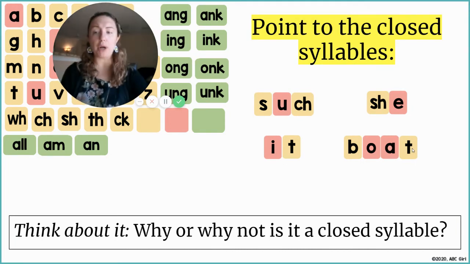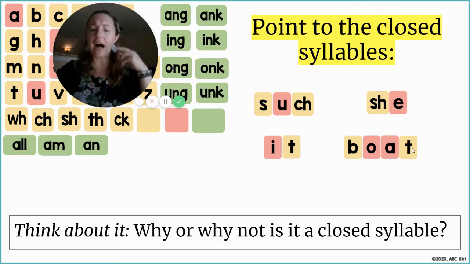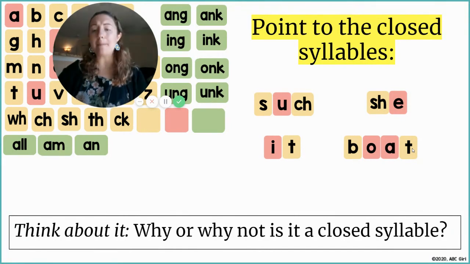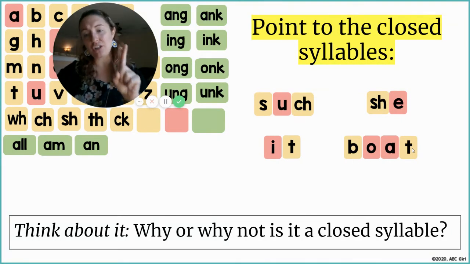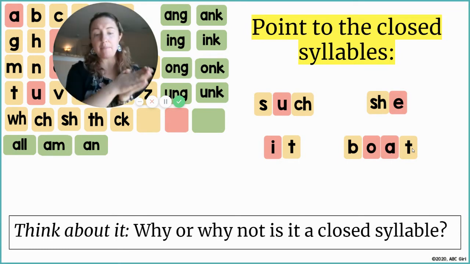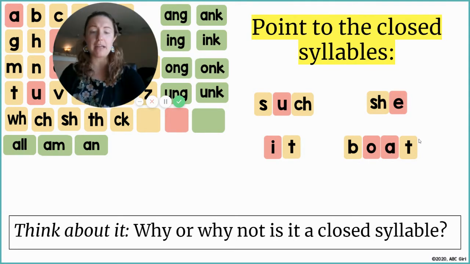Let's go to the word "boat." How many vowels are there? I see two vowels. So I already know that this does not have a closed syllable, because there's only supposed to be one vowel in the word for closed syllables. When we say "boat," that is not a closed syllable. There are too many vowels in that syllable.